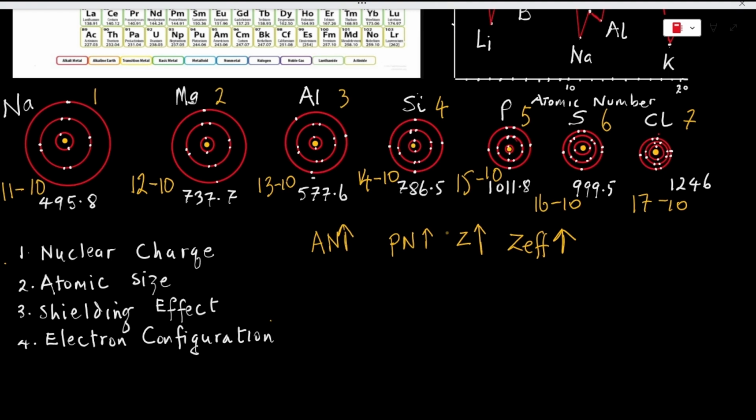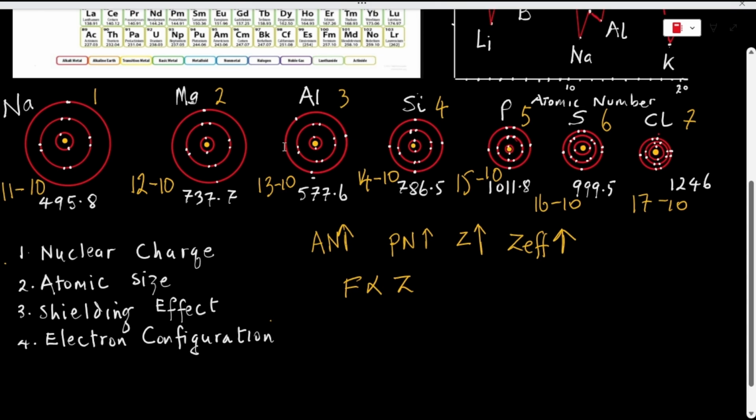Now, according to Coulomb's law, the force is proportional to the charge. So here now the question is, what is the effect of the increasing effective nuclear charge as you move across the period? The effect of the increasing effective nuclear charge on the valence shell electrons is that it causes the shrinking of the atomic size and a decrease in the atomic radius.